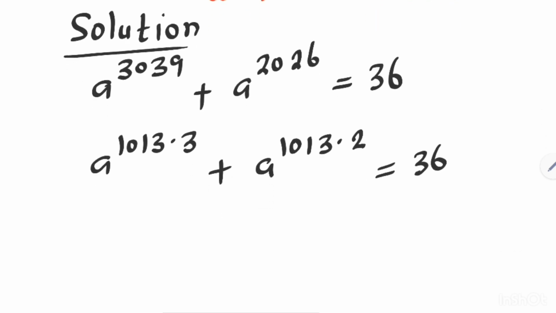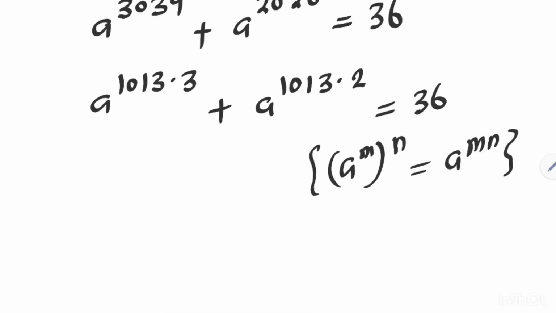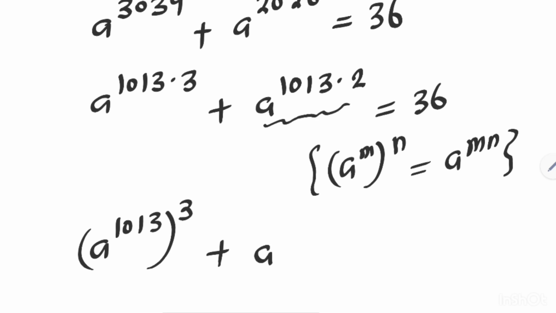Take note of this, that if you have a raised to power m to the power of n, this is equal to a raised to power mn. This can be written as a raised to power 1013 all raised to the power of 3 plus a raised to power 1013 all squared is equal to 36.